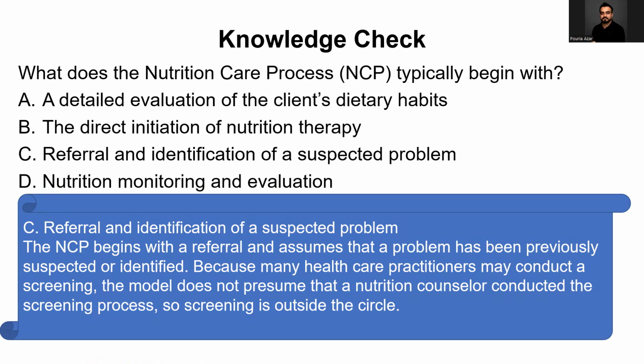So the nutrition care process begins with a referral and assumes that a problem has been previously suspected or identified. The option B is nutrition intervention. D is the last step of the nutrition care process. And option A is the nutrition assessment.